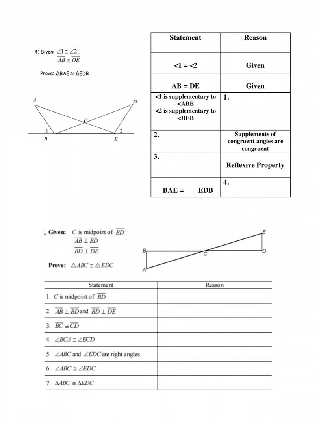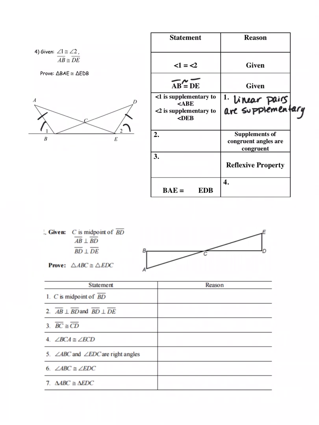The next question. Okay, so this is actually question number 17. All right, we're given angle 1 is congruent to angle 2, and then we're given AB is congruent to DE. And now we have the supplementary business. So angle 1 is supplementary to angle ABE. That's because linear pairs are supplementary. Same thing for angle 2 and angle DEB.